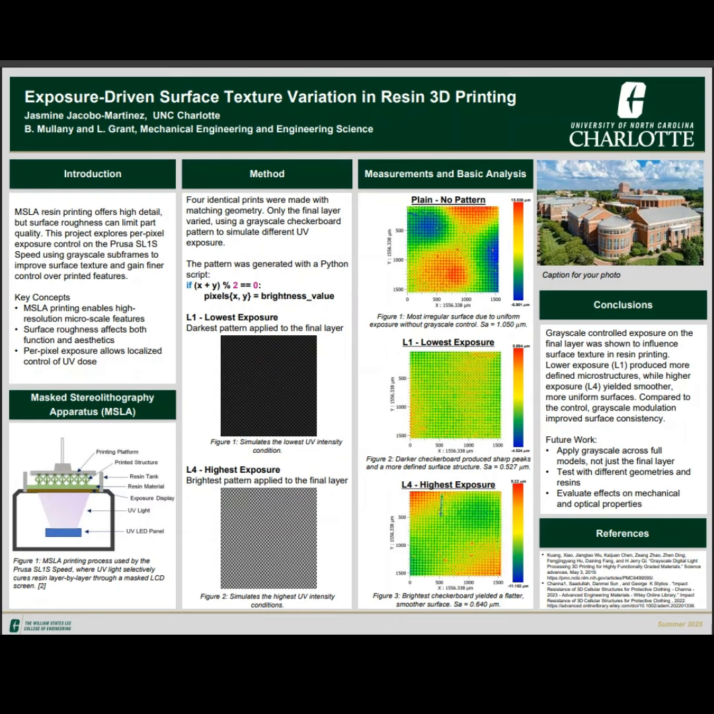I compared L1, L4, and a control part that didn't use any checkerboard pattern. What I found was that the plain model with no grayscale modulation had the roughest and most inconsistent surface. L1 showed sharper peaks and more defined texture due to the limited exposure, while L4 was flatter and smoother thanks to the higher UV dose. This shows that grayscale modulation, even just on the final layer, can impact surface quality in a measurable way.